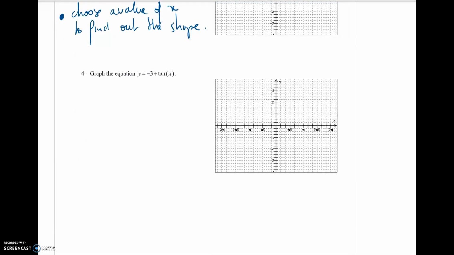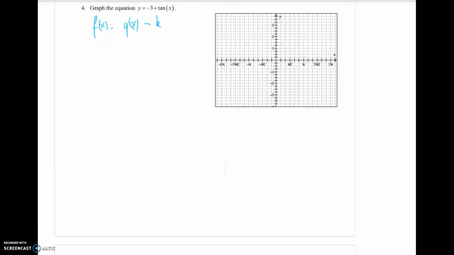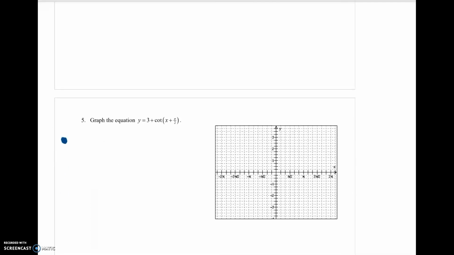Finish also this one, and this one, what do we have? We have f of x equal g of x, which is tangent x, minus k, and that means we have a shift down of the graph of tangent x by itself. So you are supposed to have everything but with a shift down. And I will also let you do this to the problem number 5.